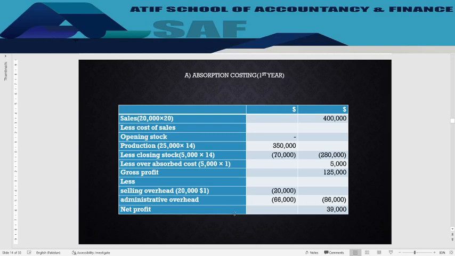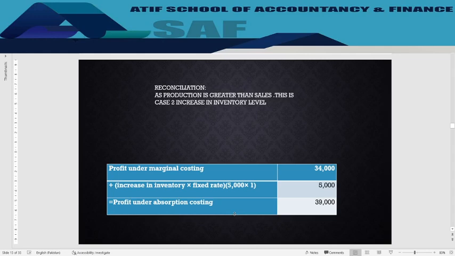Reconciliation. As production is greater than sales, this is the second case of increase in inventory level. Profit under marginal costing is 34,000. Increase in inventory is 5,000, as opening inventory is nil and closing inventory is 5,000 units. There is said to be increase in inventory of 5,000 units. This increase in inventory of 5,000 units, when multiplied with a fixed rate, gives you an amount of 5,000. Adding this to the profit under marginal costing, you will get the profit under absorption costing system.